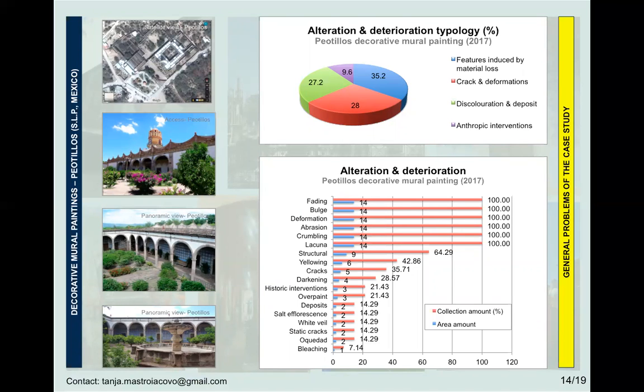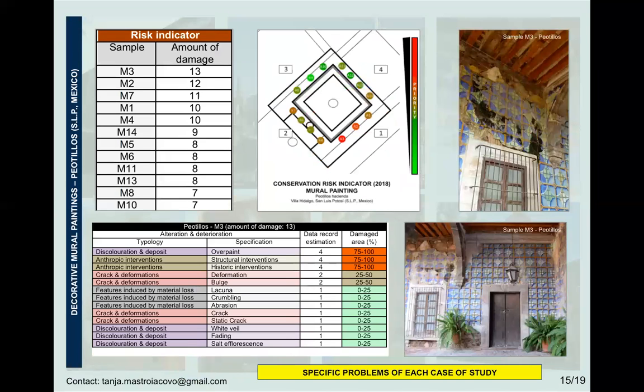Presented here is the global data on the state of the collection, represented in this case by the decorative mural paintings in the interior courtyard of the Portillo's hacienda. Following, we observe the values obtained thanks to the risk indicators, which allow us to identify the most unstable piece, characterized by a higher plurality of alteration.